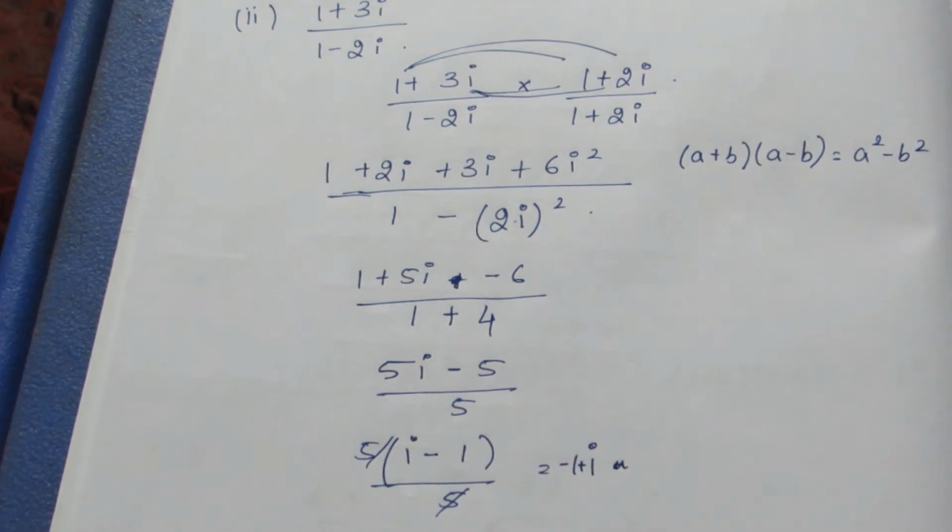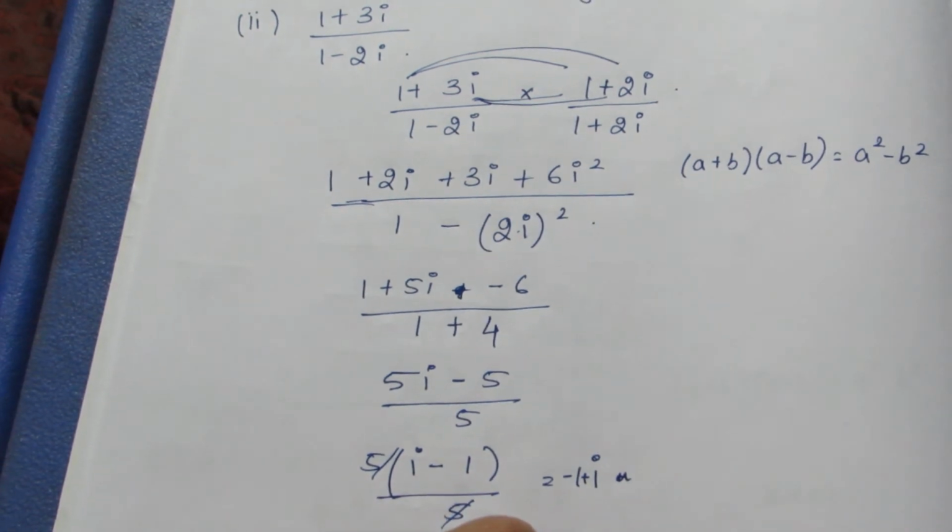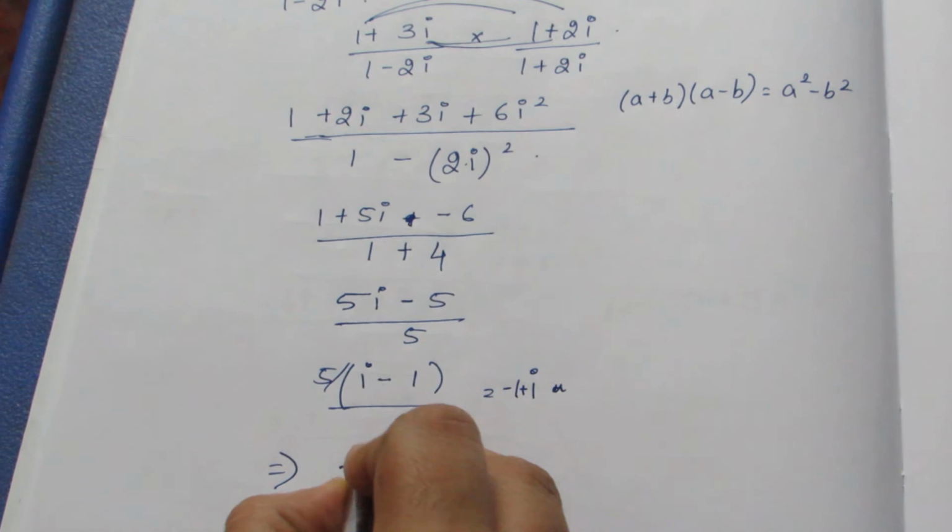Always write the real part first. So it is minus 1 plus i. I am getting minus 1 plus i.